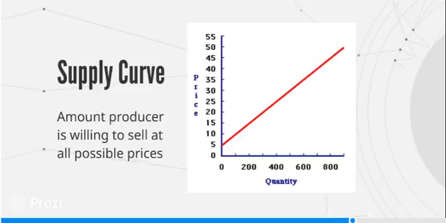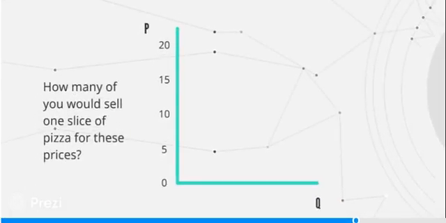The supply curve goes the opposite direction of demand. The supply curve soars up like Superman. This is the amount that a producer is willing to sell at all possible prices. We put this label on the top left corner of our graph. And remember, we label our y-axis price and our x-axis quantity always. So this is the amount that we're willing to sell at all possible prices.